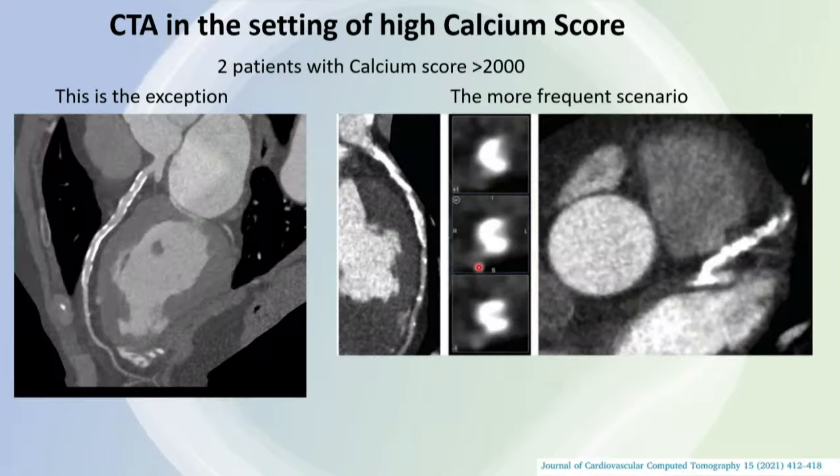This is just showing you that it also depends how the calcium is distributed. If the calcium, this is not a stent, this is just calcium distributed linearly along this LAD, and you're able to clear this. But if you have big chunks of calcium, that's a problem. You cannot read through this. But you should not go ahead and proceed doing CT on patients with very high calcium score, because this is going to be the exception. This is going to be the more frequent scenario.